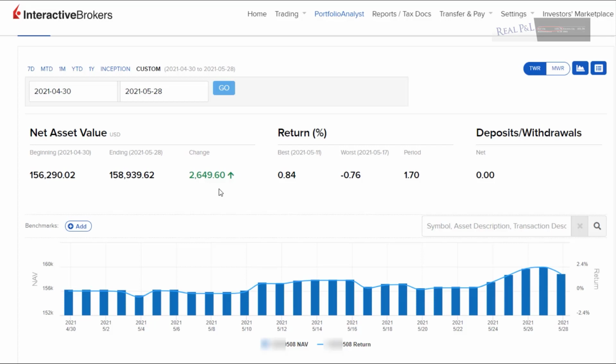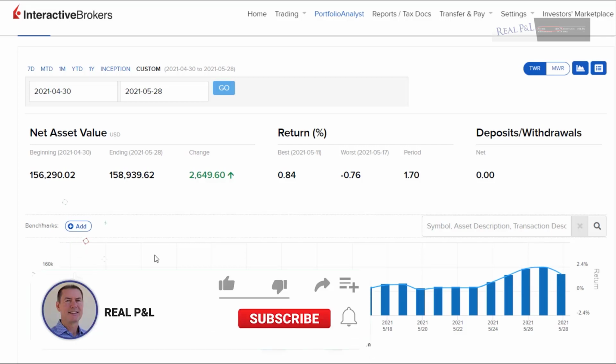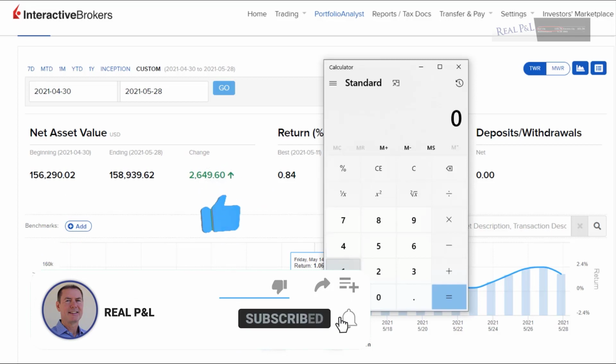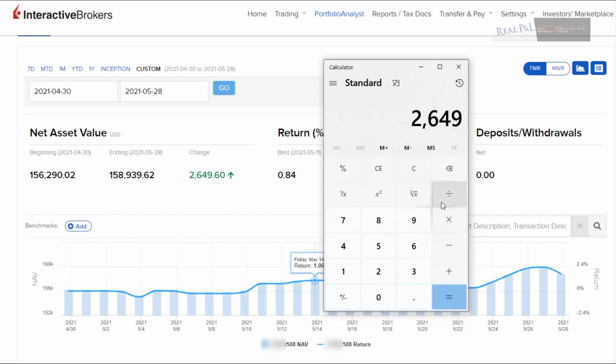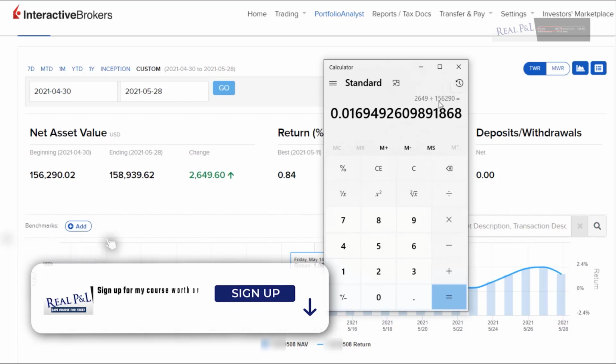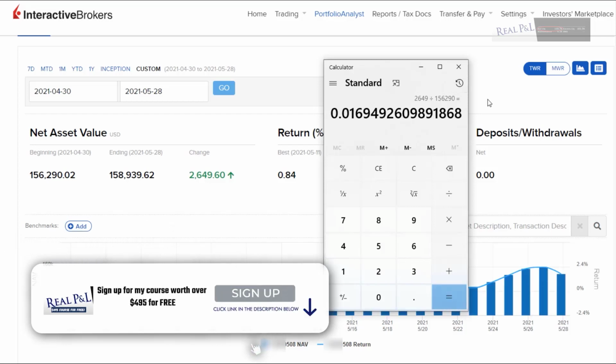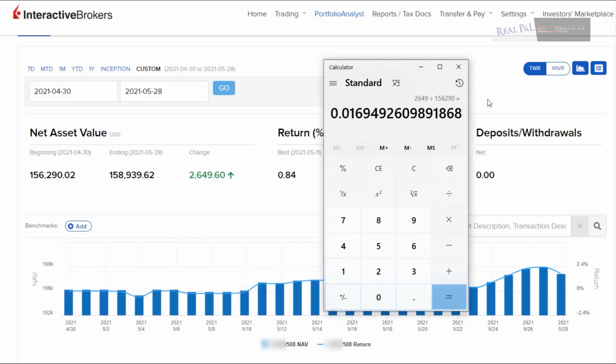So, all right, let's do a little math here. So we have 2649 divided by 156,290. Okay, we did about a 1.7% return. Okay, that's pretty good. I'll take that. So there you can see that there's very little volatility, practically zero volatility, and I'm getting close to 2% return in the month of May 2021.